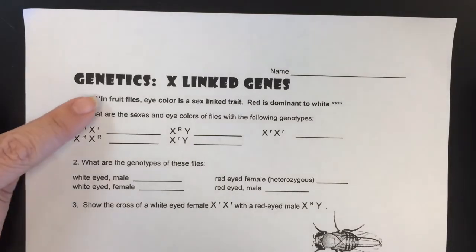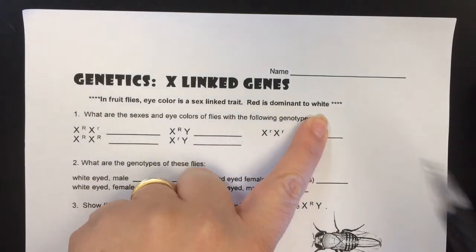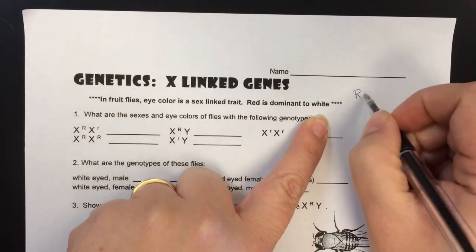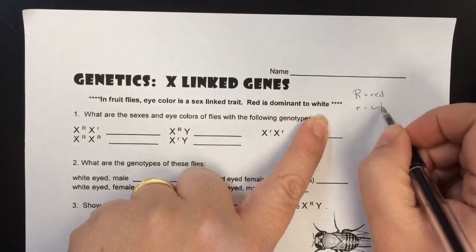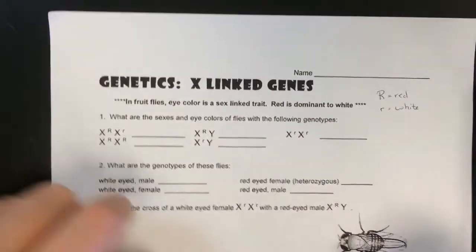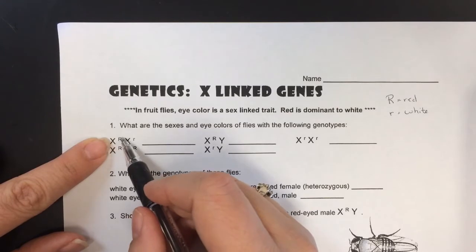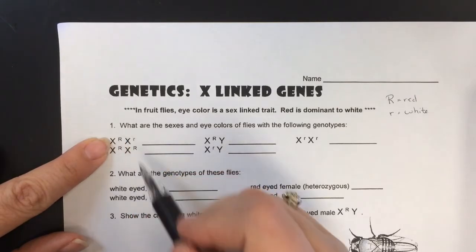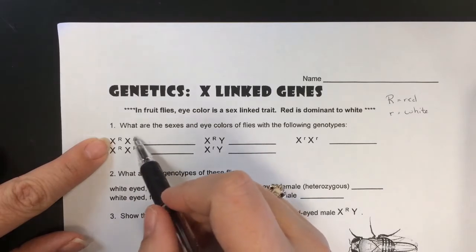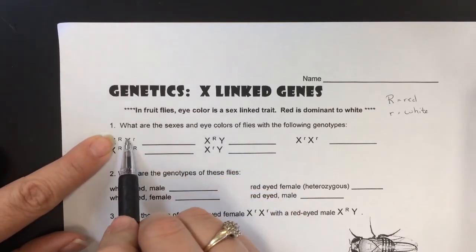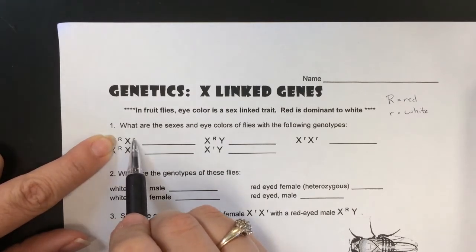So in fruit flies, eye color is a sex-linked trait. Red is dominant to white. So that means when we see the capital R, we're looking at red, and the little r, we are looking at white. Now you'll notice when they wrote these, they put it as a superscript. So they have X to the big R and X to the little r. And so what this means is that it is a sex-linked trait carried on the X chromosome. And so you can kind of look at it in isolation as to just the R's. If you were to cover up your X's, you'd see we have big R, little r.